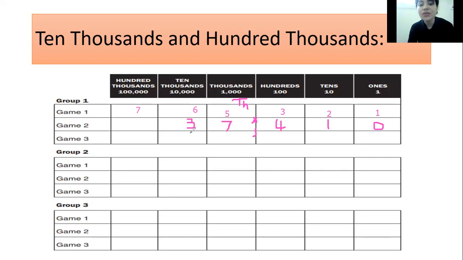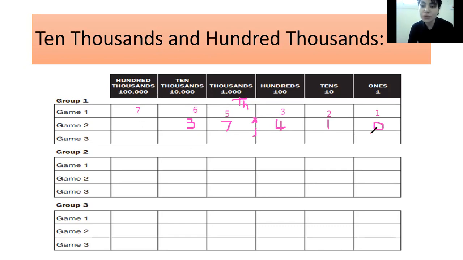If I put another number, it will be 3. Its place value is 10,000. How many digits does the 10,000s place have? It has 5 digits. How many digits does the 100,000s have? It has 6 digits. So how do I read this number? 37,410.